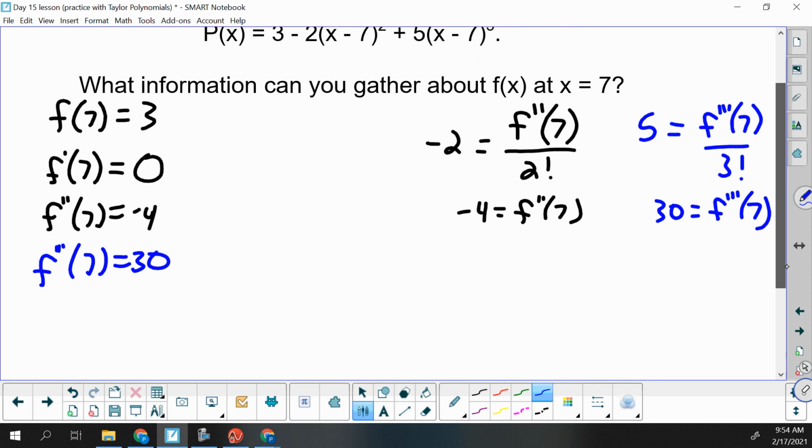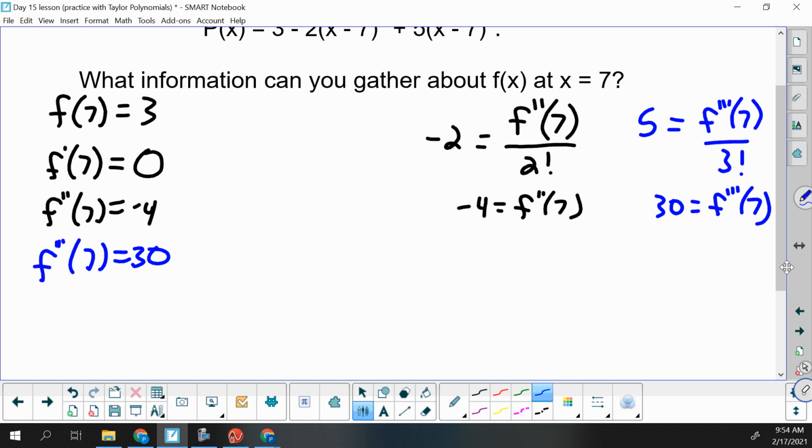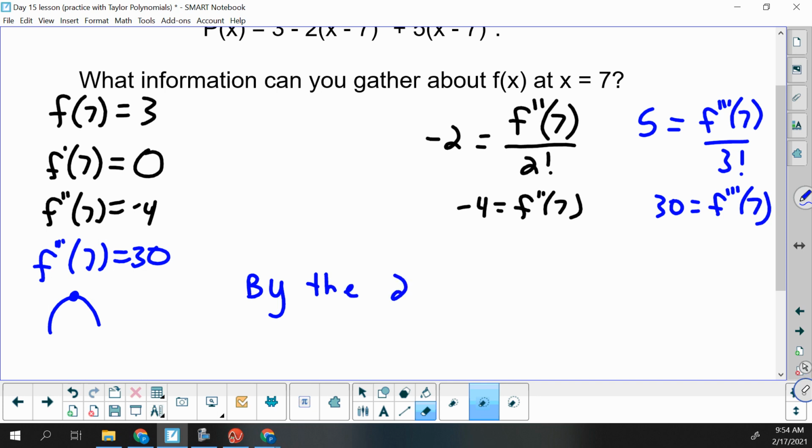Well, what do we know is happening in the function at x equals 7? Slope of the tangent line is 0. Second derivative is negative, so we're concave down. The only way we can have a concave down section with a slope of 0 is if you have a relative max. So what we would say, and the AP exam loves to ask things about this, we would say by the second derivative test.